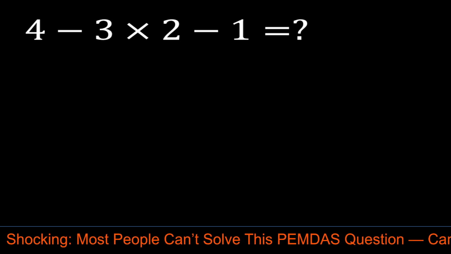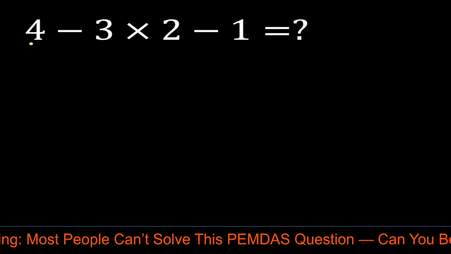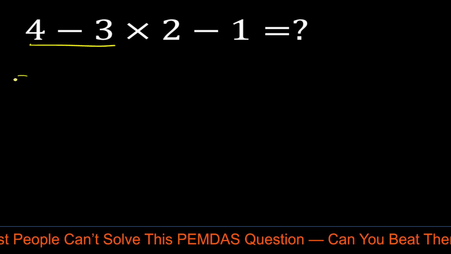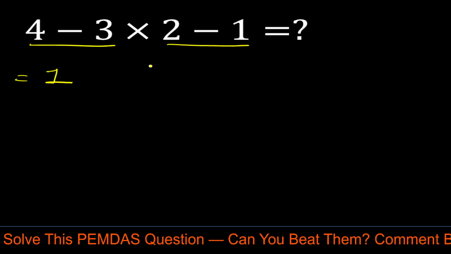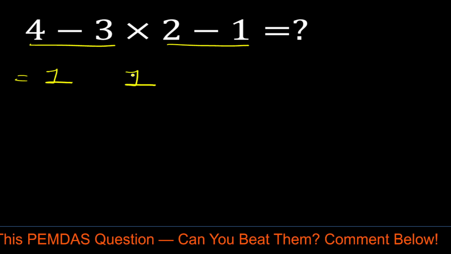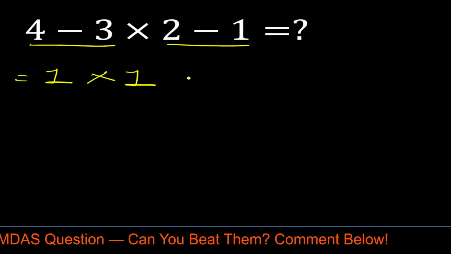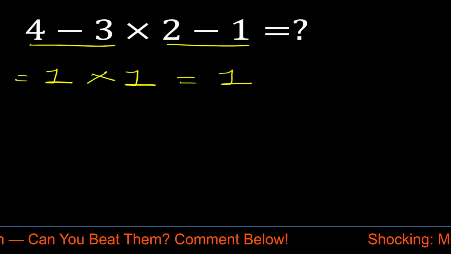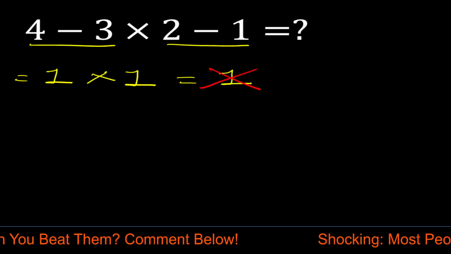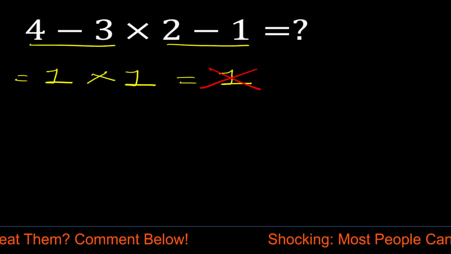So most people solve this question like 4 minus 3. So 4 minus 3 is equal to 1, right? Then 2 minus 1. So 2 minus 1 is also equal to 1. Now 1 times 1. So 1 times 1 is equal to 1, right? But this answer is not correct. This answer is completely wrong.